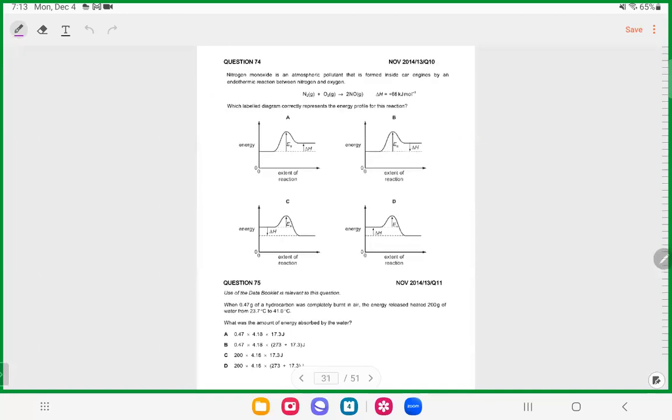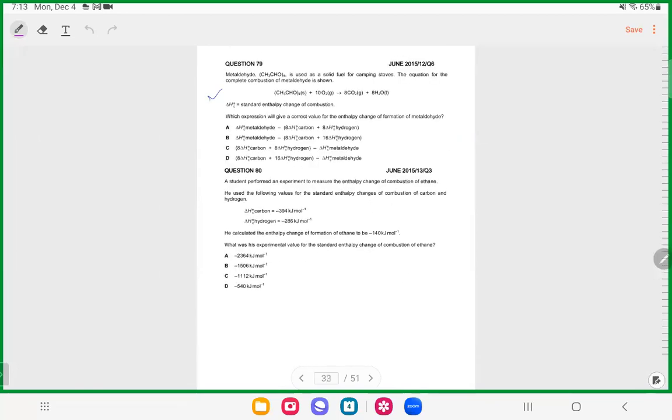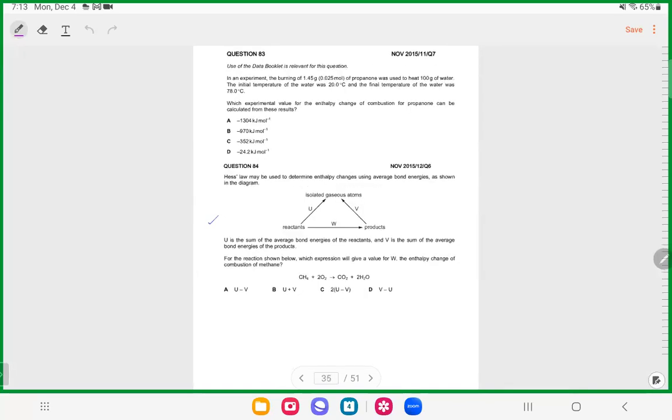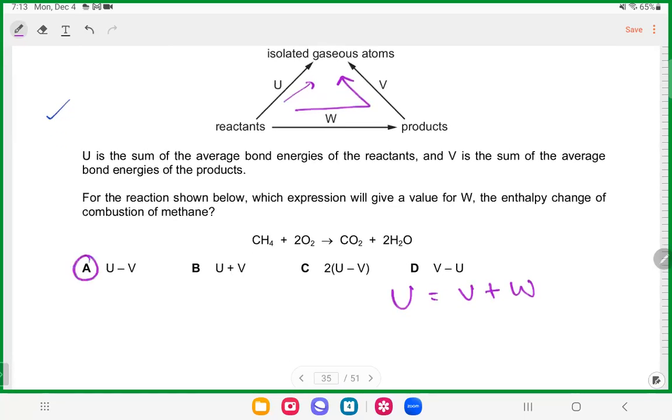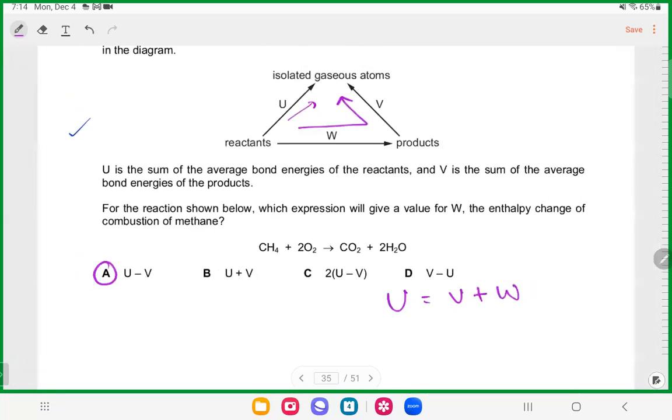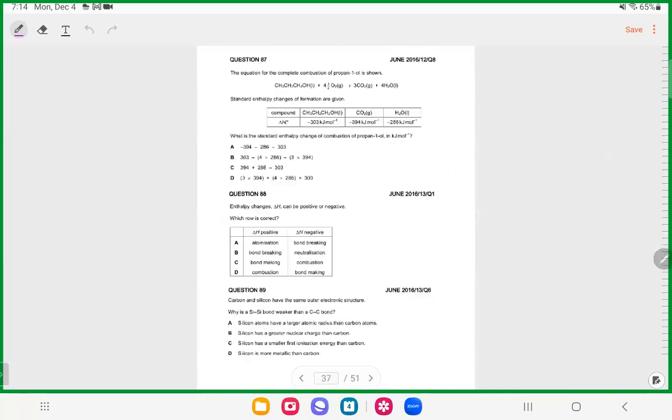rest of the questions. I'm sure that these are similar types of questions जो हम इससे पहले कर चुके हैं. Repeated हैं, उसी type के questions repeated हैं, and I'm sure that you can easily do it. So you can see this is the indirect route, and this one is direct. U is equal to V plus W. तो ये वैल्यू किसकी चाहिए? W की चाहिए? W की चाहिए ना? तो U minus V, है ना? ठीक है जी. So we are done with enthalpy change and see you with the next topic inshallah.